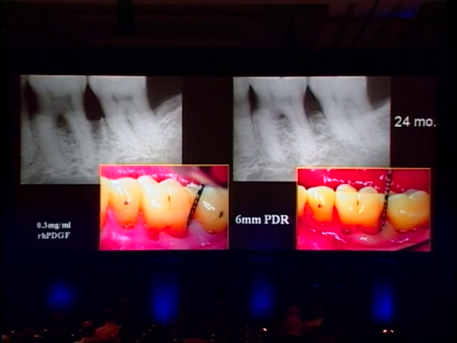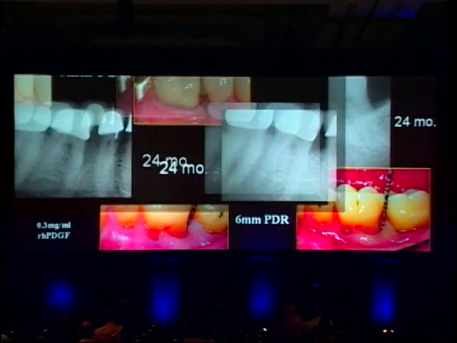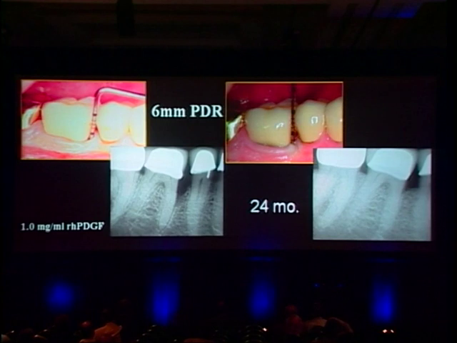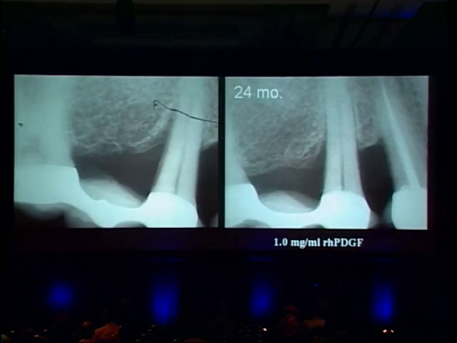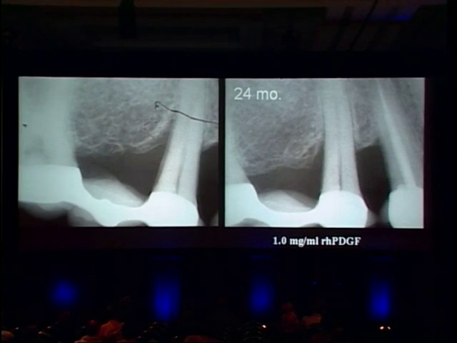Again, if we look at one of our cases, you see the defect initially, you see some calculus on the root surface. Here is at 24 months, very nice consolidation of the bone at 24 months. We have a 6 millimeter probing depth reduction during that same time interval. Another one of our patients, 6 millimeter probing depth reduction at 2 years. Again, you see the defect radiographically initially and what we have at 2 years. Very nice radiographic evidence of bone fill in that area. Another patient with a very deep defect radiographically and the appearance at 2 years.